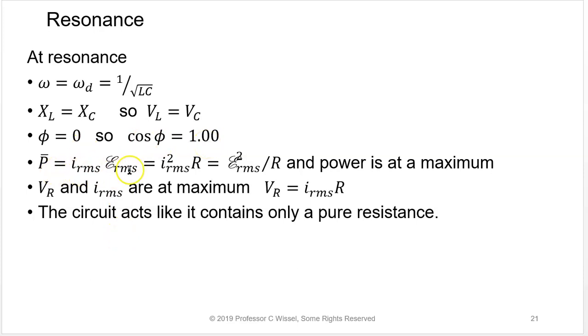Power is just IRMS times ERMS, so it looks like DC. And that is IRMS squared times R, or ERMS squared divided by R. The power is at a maximum. VR and IRMS are at maximums, and VR equals IRMS times R. The circuit acts like it only contains a pure resistance. And to a power company, that's great.